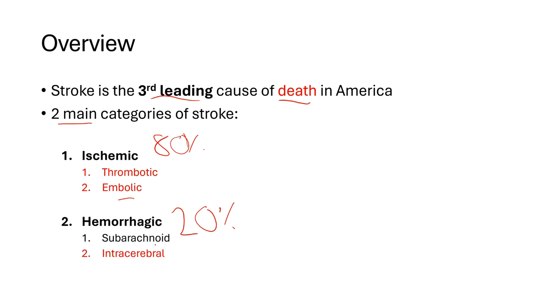Hemorrhagic can also be broken up into subarachnoid, which is covered in another lecture and will not be discussed in detail here, as well as intracerebral. Now, both subarachnoid and intracerebral make up 10% each. So ischemic makes up 80%, subarachnoid 10%, and intracerebral 10%. We will mainly be discussing the three highlighted in red. Now let's talk about how these may present.